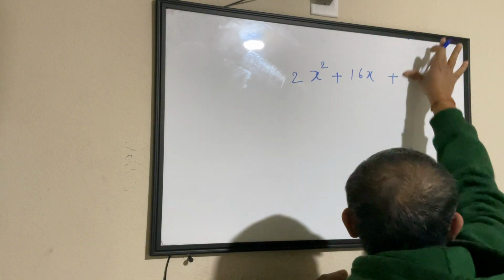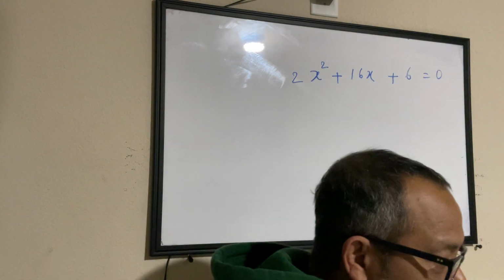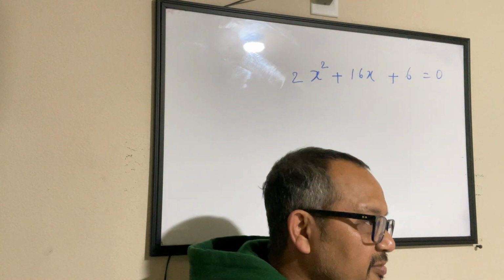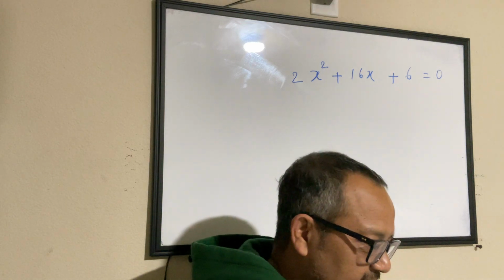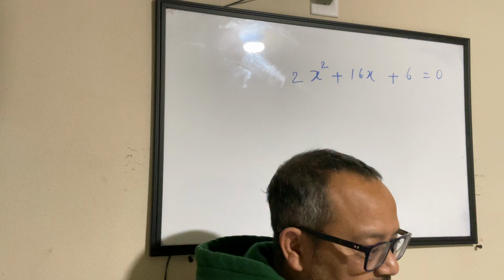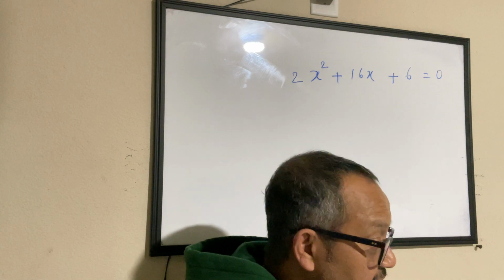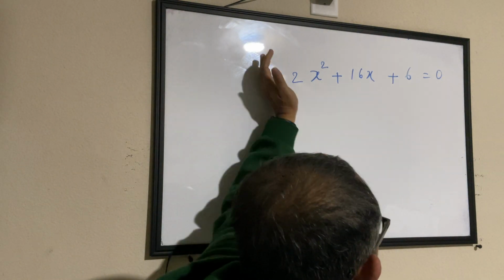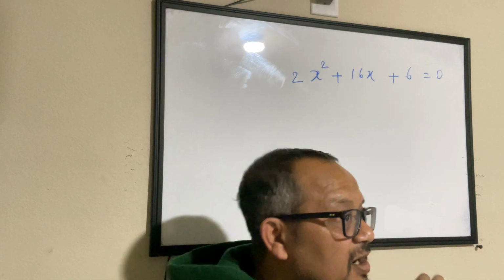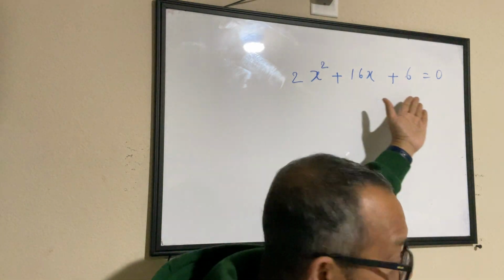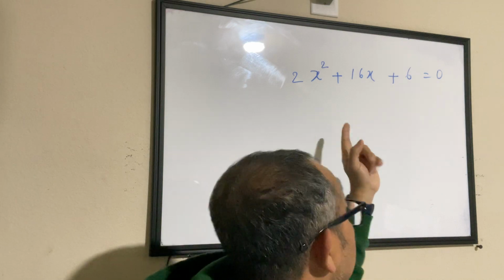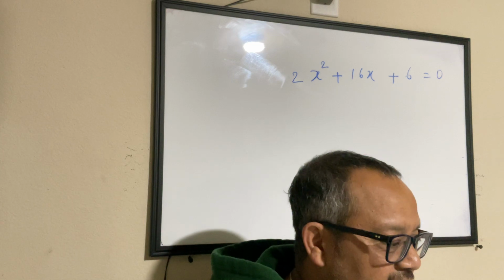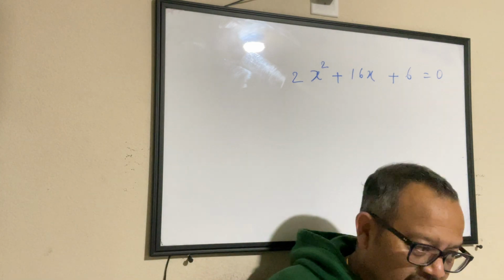Or let me make it a little easy. Plus 6 equals 0. Can you guys try solving it using the method of completing the square? And just to give you a clue, it is about completing the square. At the same time, I am using another part of the concept, where you can multiply or divide a quadratic equation by a certain number. So that's why I purposefully multiplied by 2.